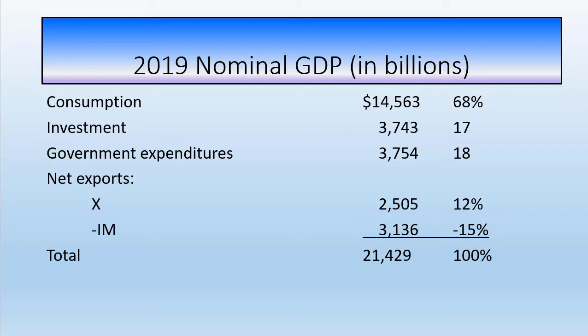A component that's not so interest rate sensitive is government expenditures, and that's about 18% of GDP. Again, just under $4 trillion. That's what the government spends on goods and services.